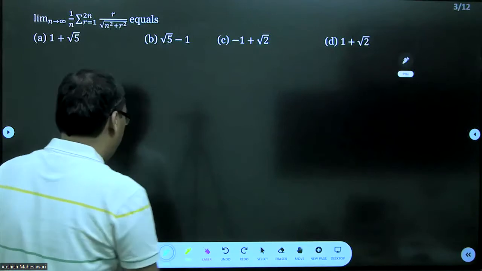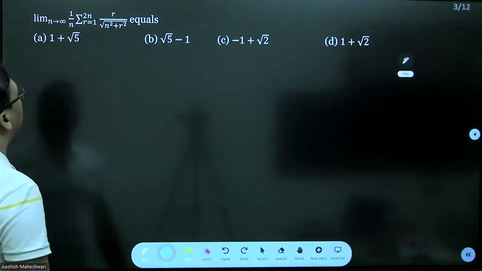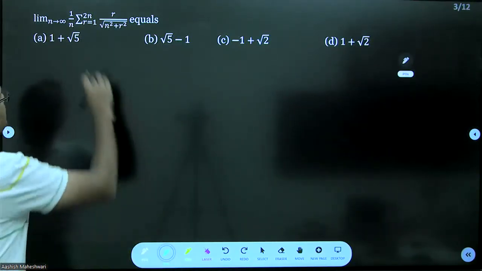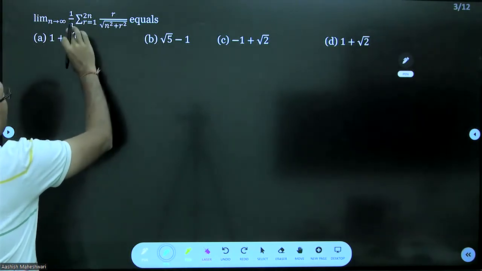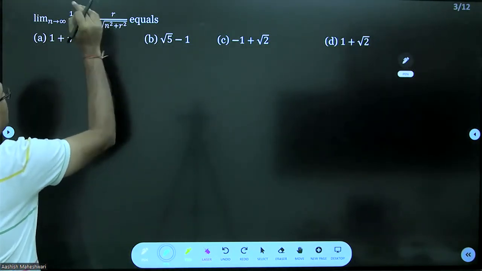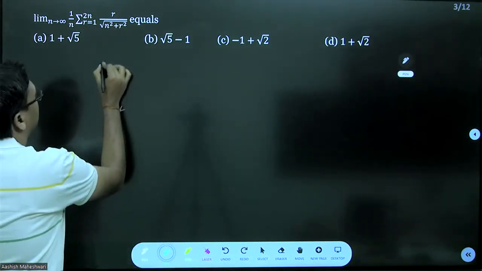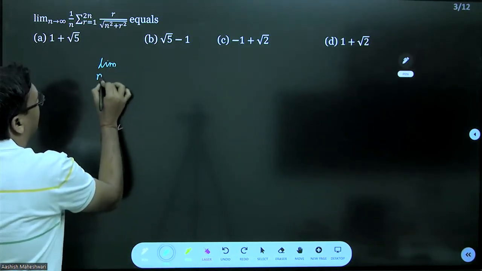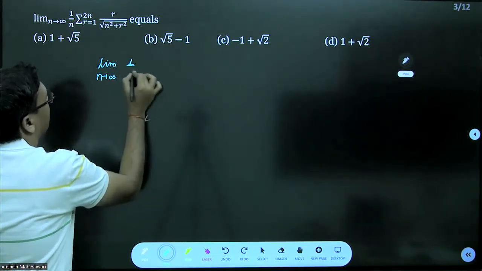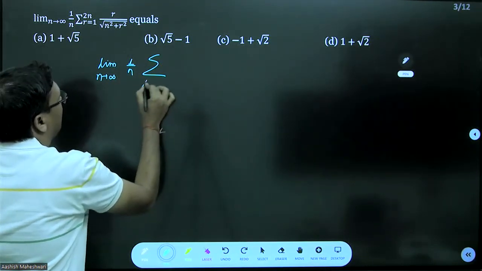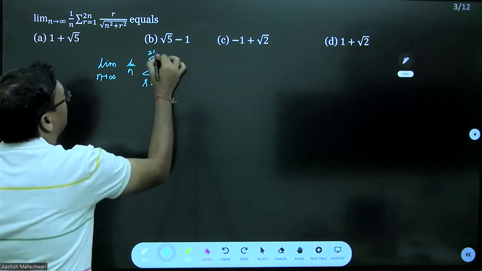Now see, this is the first question. This was asked in IIT JEE only. You have limit n tends to infinity sigma, r equal to 1 to 2n, of the given term. We have to find this sigma. So basically, you can see this is limit n tends to infinity, 1 by n sigma r is equal to 1 to 2n.